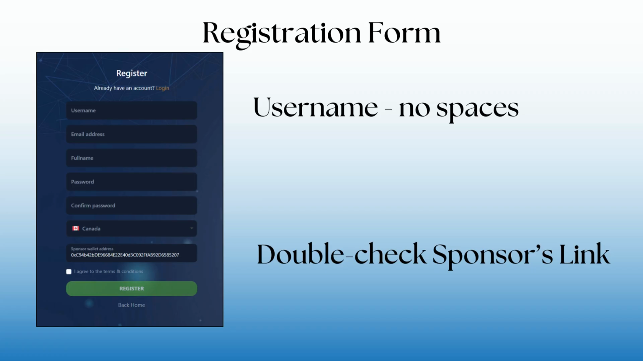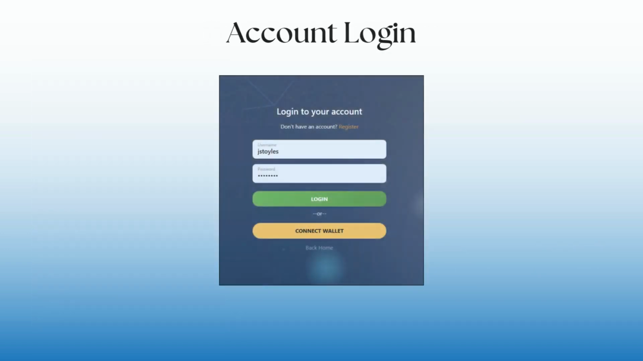So you're going to fill out the registration form, select a username with no spaces, put in your full name, your email address, a password, check to be sure your country is correct, and verify the last few digits on your sponsor's wallet address against the referral link your sponsor gave you. Agree to the terms and conditions and click on Register. And then log in to pool funding.